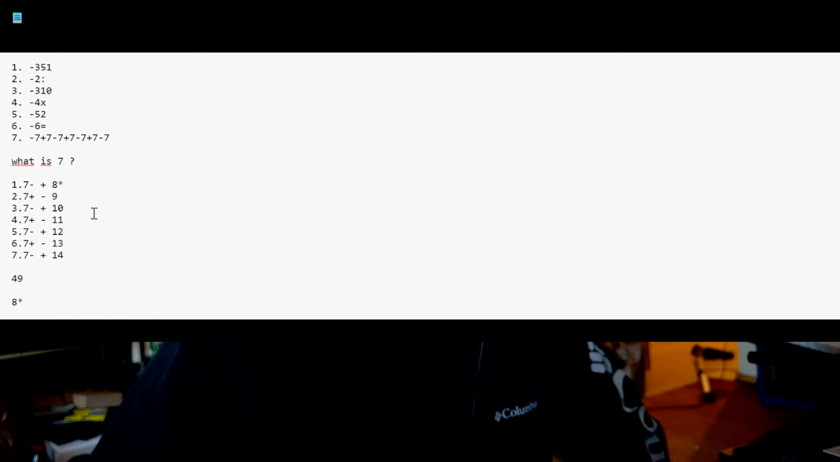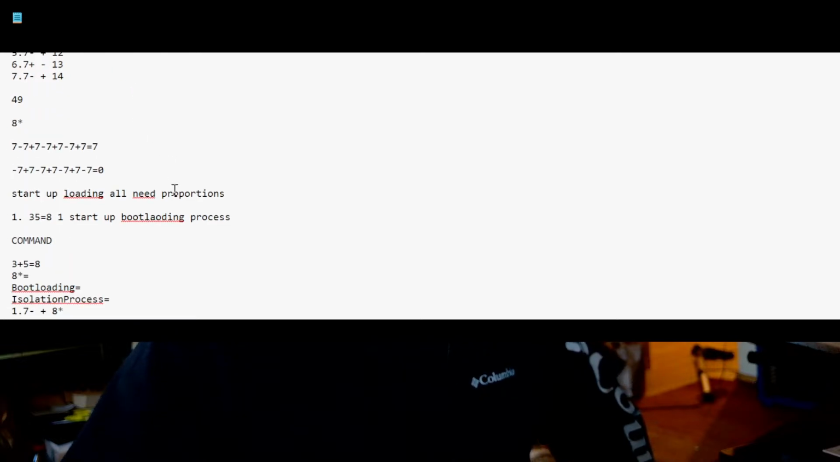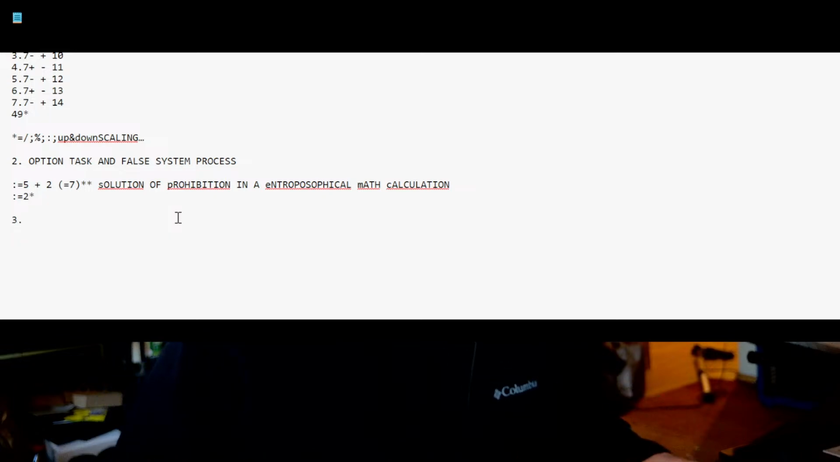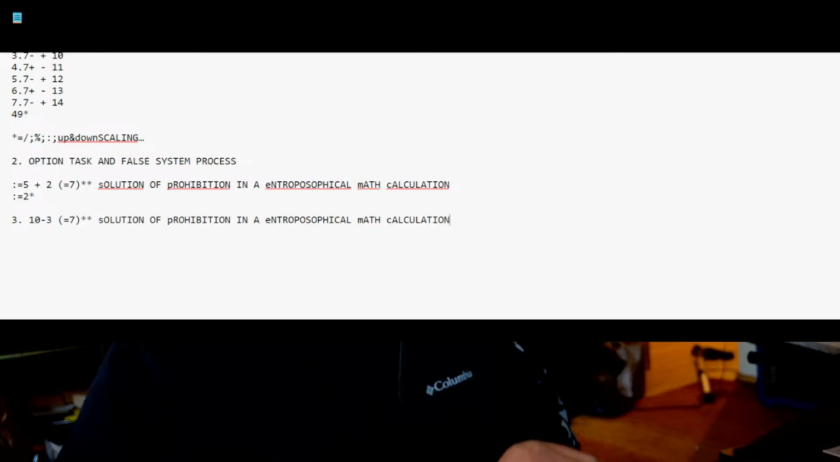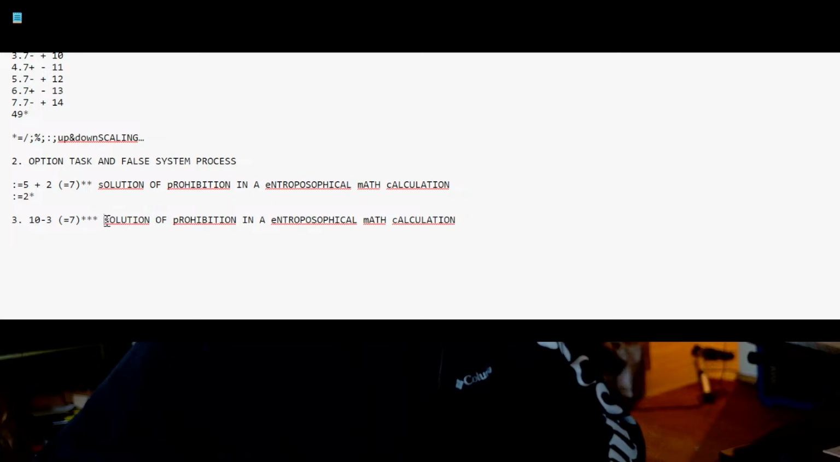So here we have part 3. 10 minus 3 is equal to 7. So we have here also the information task, it is the same again, right. But we can here put 3 stars and we can give a different one.